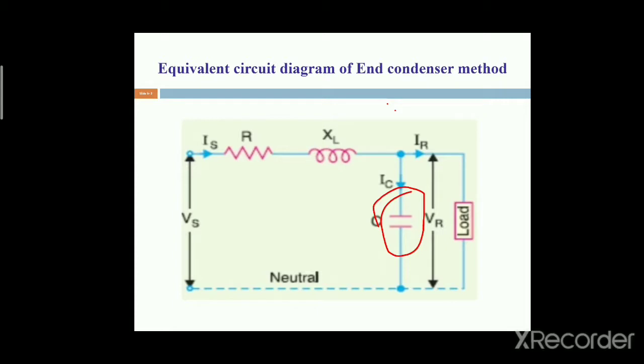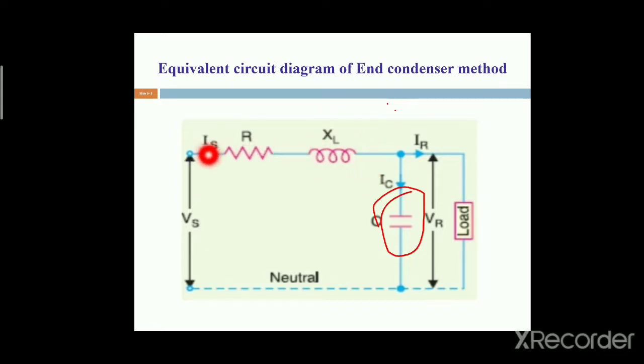This is the equivalent circuit diagram for the end condenser method. This is the Vs, the sending end voltage. While giving the sending end voltage to this transmission line, the sending end current Is is flowing through these parameters of the transmission line. Is is the sending end current. R is the resistance and XL is the inductive reactance.